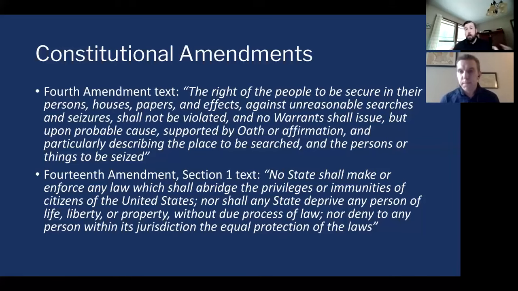Great. So then in Mapp v. Ohio, which is one of these sort of seminal cases, we're looking at specifically the Fourth Amendment and thinking about warrants.